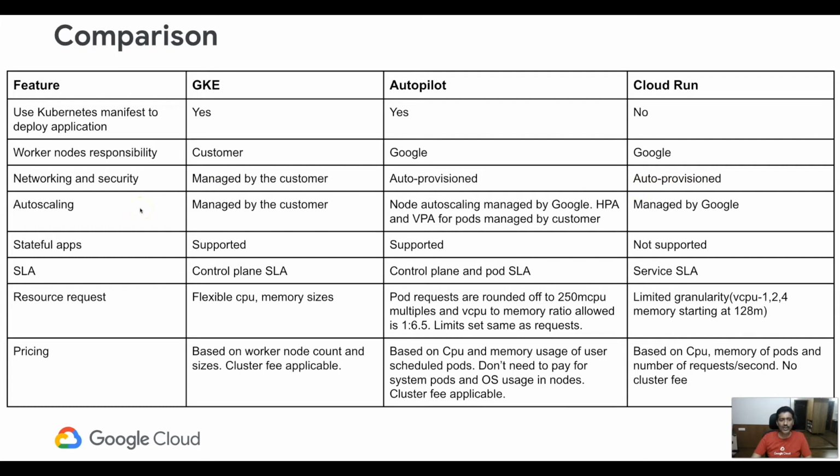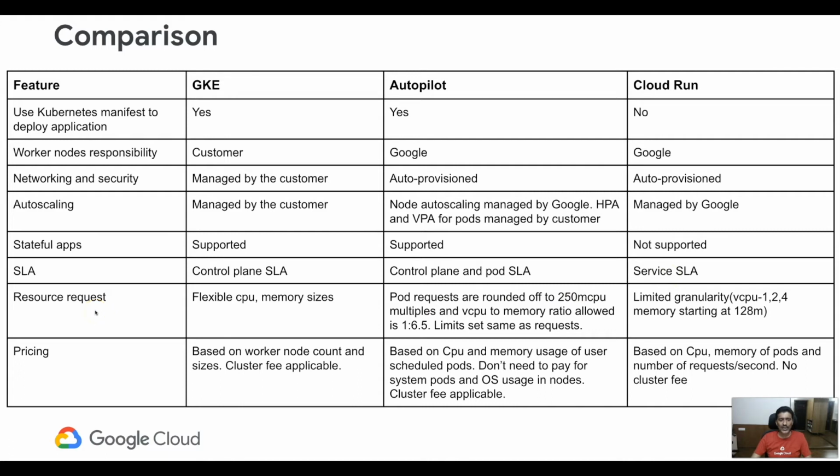From an auto scaling perspective, it is again managed by the customer in GKE. And in the case of Autopilot, some level of management is automatically done by Google from a node auto scaling perspective. But from a pod auto scaling perspective, it's still managed by the customer. And in Cloud Run, everything is managed by Google. From a stateful apps perspective, GKE and Autopilot support stateful applications, not Cloud Run. From an SLA perspective, for GKE, we provide control plane SLA. For Autopilot, we provide both control plane and pod SLA. And in Cloud Run, we provide a service SLA.